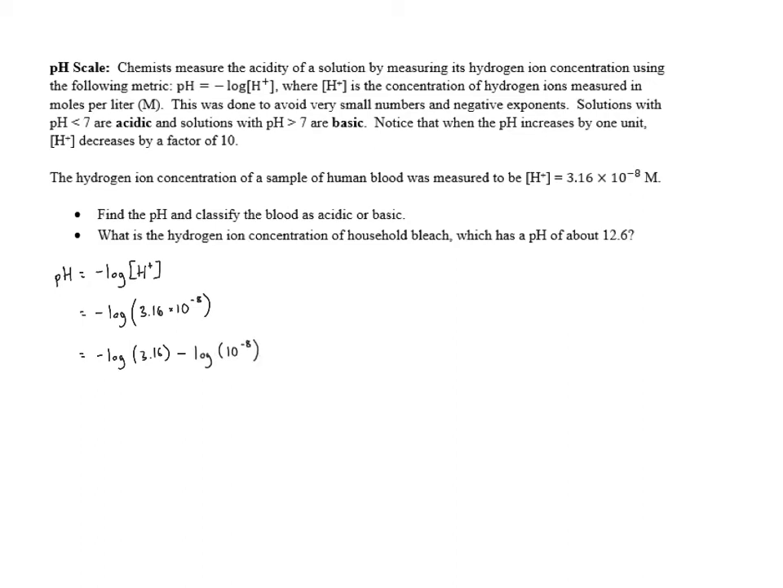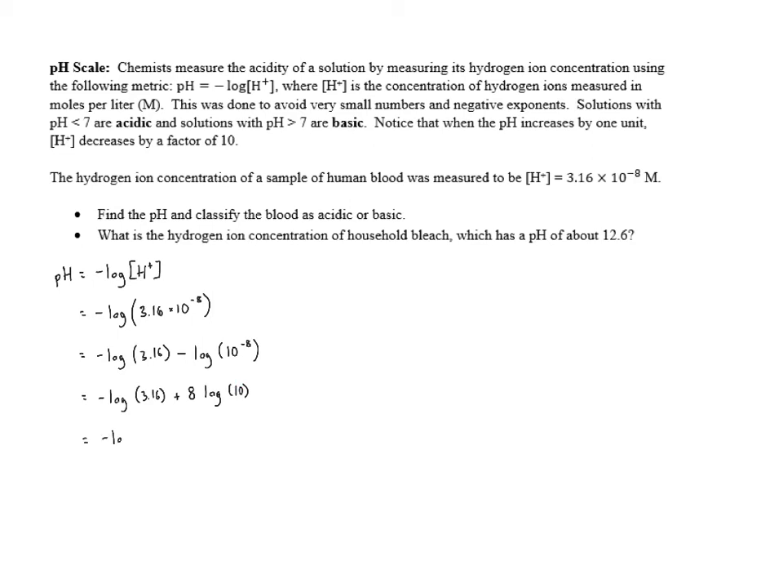And we can use another law of logarithms here. We can bring the exponent out front. When we do that, we've got negative log of 3.16, and then it's going to be plus 8 times log of 10, because we're subtracting and we pull out a negative 8, and subtracting a negative is the same as adding. And now log of 10 is just 1, because 10 to the first power is 10. So this is just 1, and 8 times 1 is just 8.